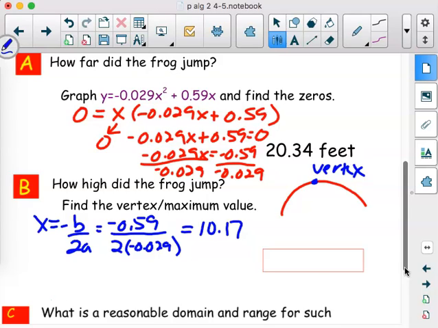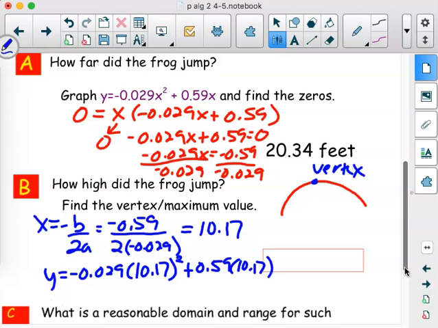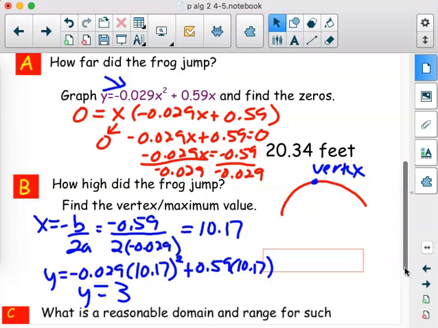And if we want to know how high the frog is jumping, well, then we're going to have to put that back into the original. So our y value is going to come from negative 0.029 times that 10.17 squared plus 0.59 times 10.17. It's just putting it back into this equation. And it turns out that that y value is a 3. So this frog can jump to a height of 3 feet.